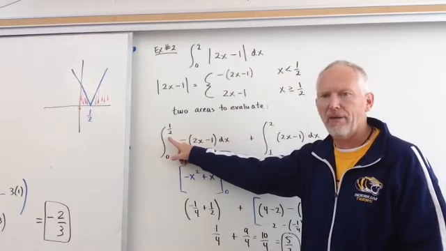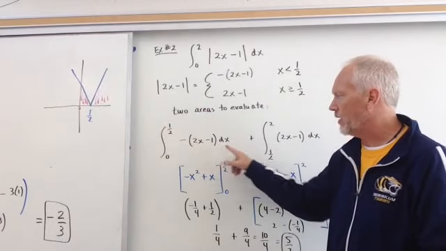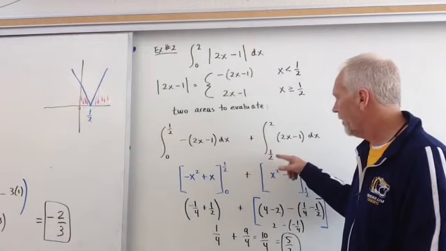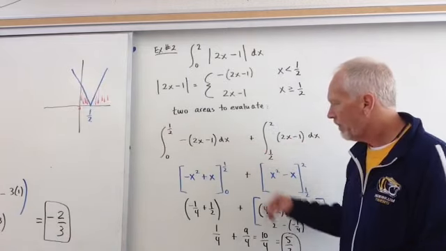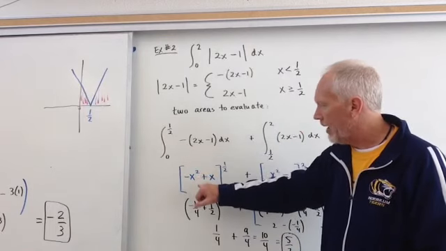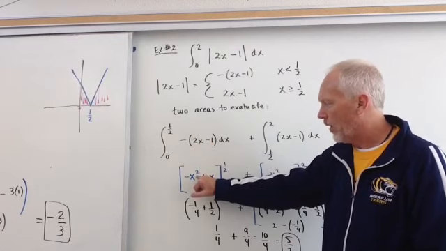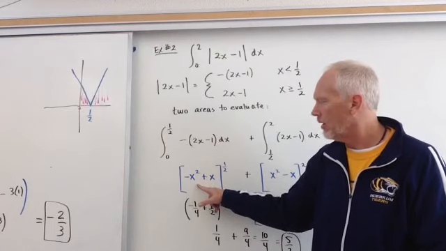We have 0 to 1/2 of the negative side, right? So the integral of negative (2x minus 1) dx, plus we're going to add to that the other side, from 1/2 to 2 of 2x minus 1. So we have to integrate, find the antiderivative. The antiderivative of x is x squared over 2. The 2's would cancel there.